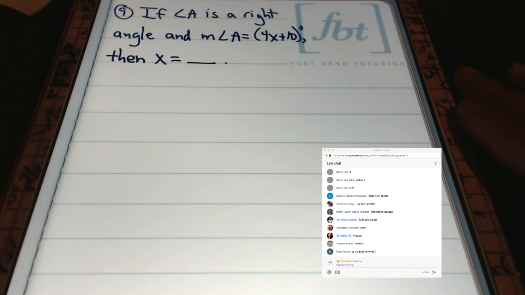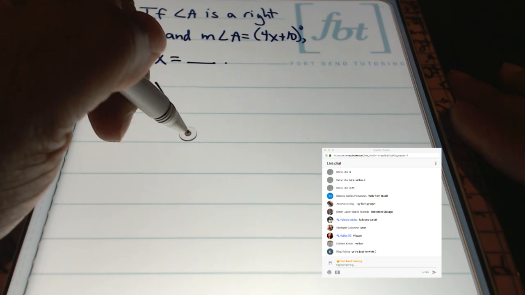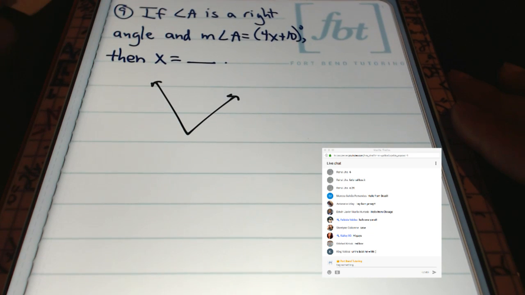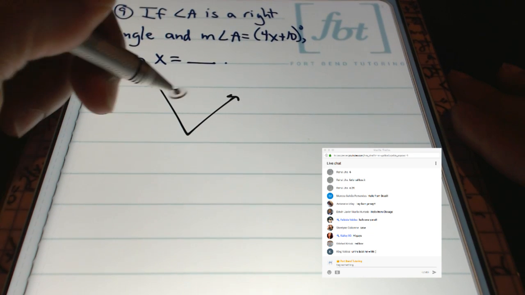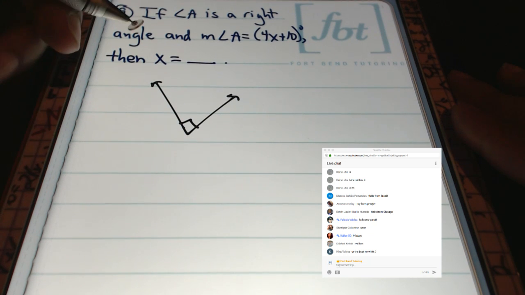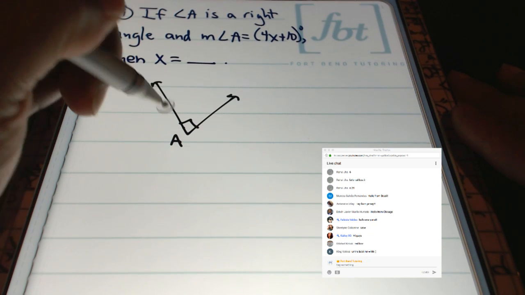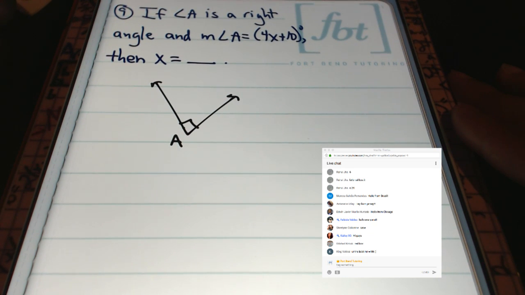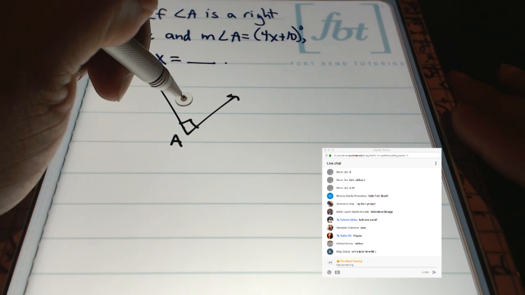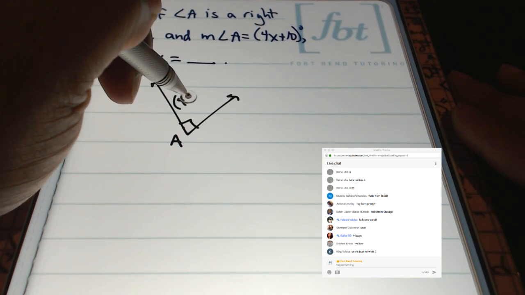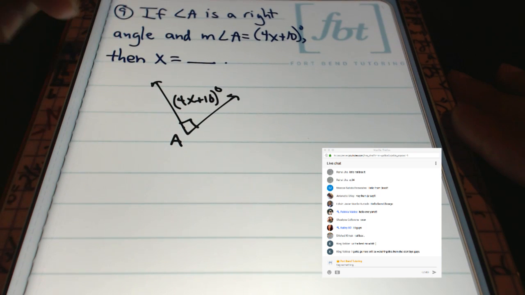And it says if angle A is a right angle and the measurement of A equals 4x plus 10 degrees, then x has to be what? Well, let's take a look at this then. So let's say that we have an angle like this. They said that angle A is a right angle. I can show that using that symbol, and we'll label it A, that this angle has to be a 90-degree angle. They also are saying that the measurement of angle A is 4x plus 10 degrees. Okay, we can accommodate that.